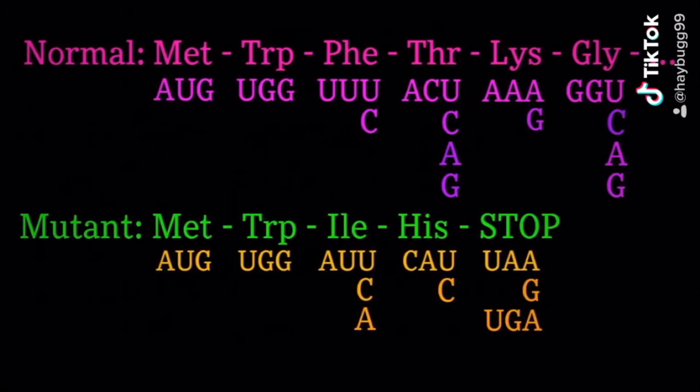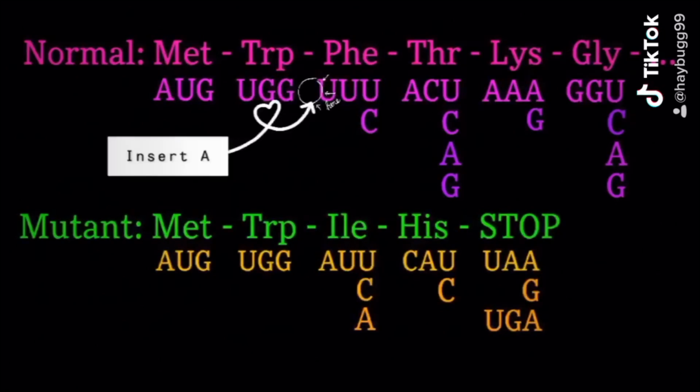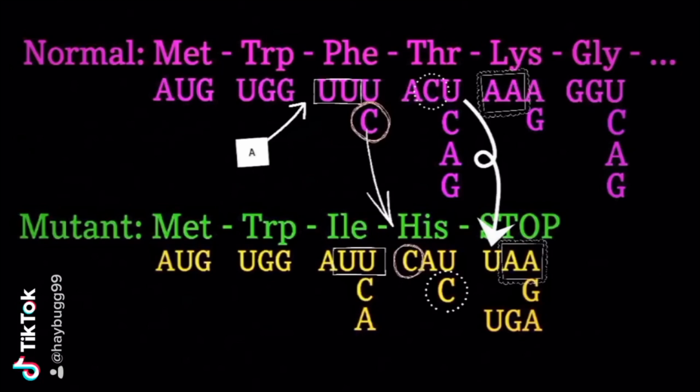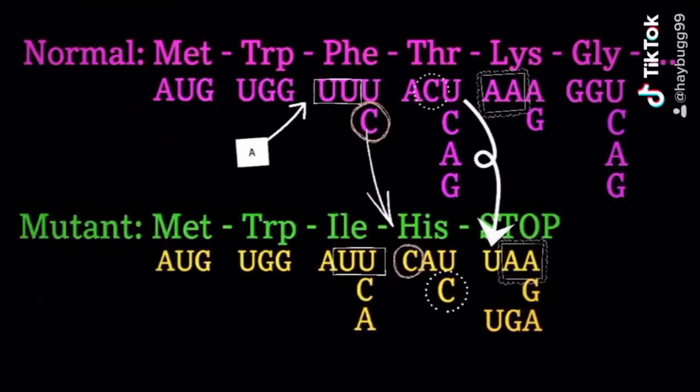When comparing the two sequences, you can tell that the mutation occurred before the phenylalanine of the normal sequence. The mutation that occurred was an insertion of an A base. It is inserted in the normal sequence between tryptophan and phenylalanine. By looking at the mutant sequence, you can see that an A was inserted because isoleucine reads AUU, AUC, or AUA. Now I'm going to show you how to figure out the rest of the mRNA sequences for both normal and mutant proteins. We know that both AUG and UGG are given in the normal and the mutant strands.